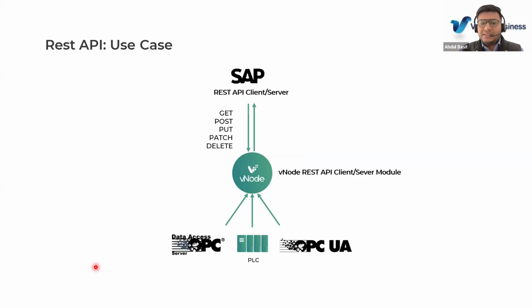It will help you to collect the data from all these different technologies, Modbus, OPC UA, or all these protocols, and then it will push the data to a REST API client, in which vNode can be REST API client, or it can also be a REST API server. But based on the application on top, we can decide which technology we are going to use in vNode. So this is the typical use case when it comes to the REST APIs.